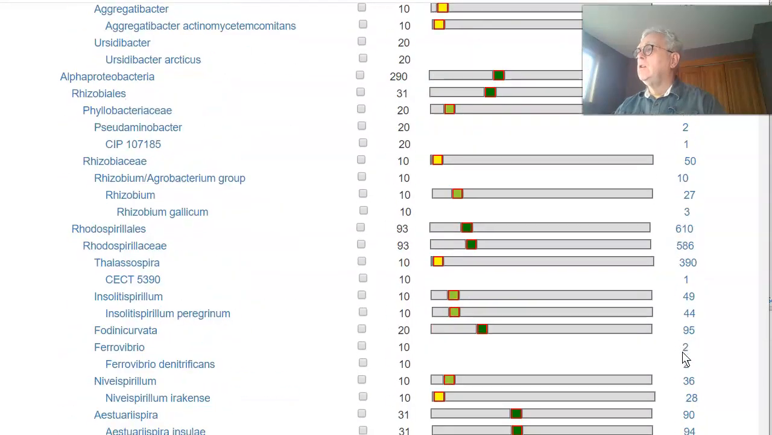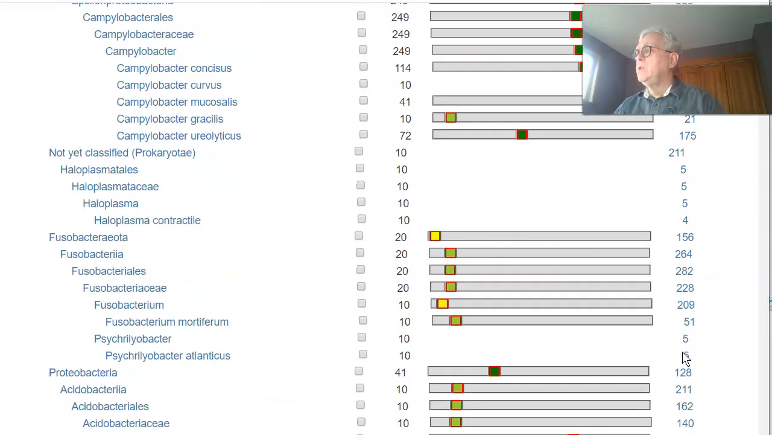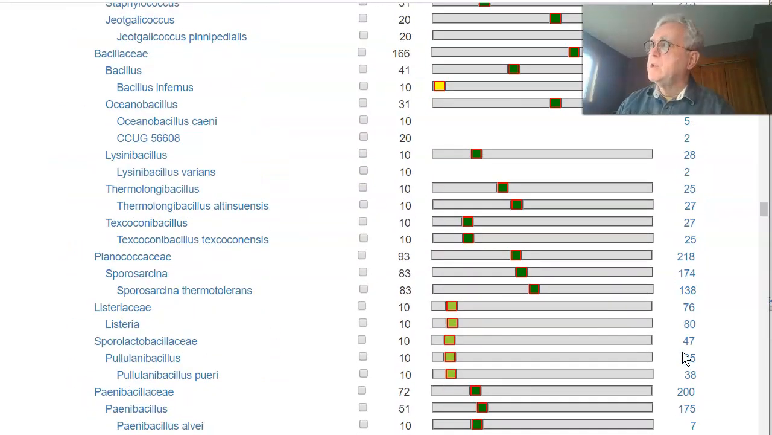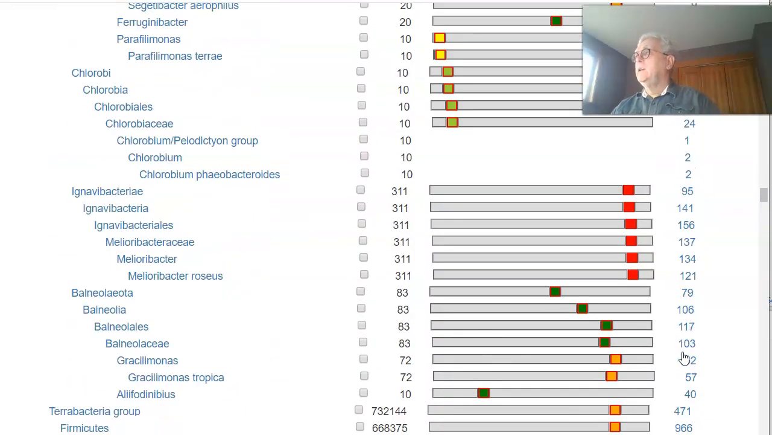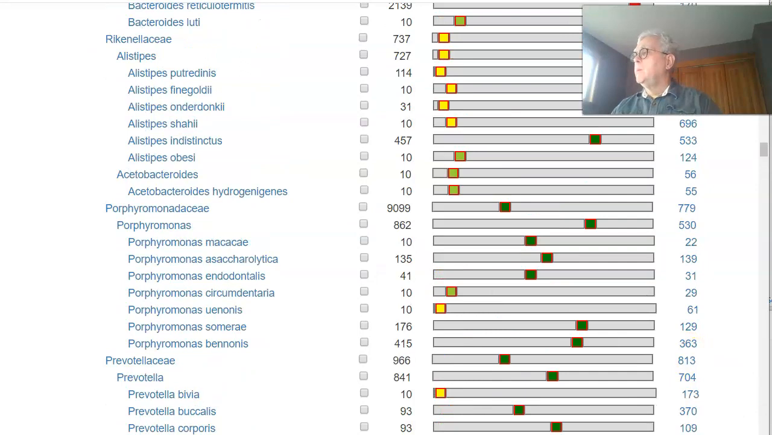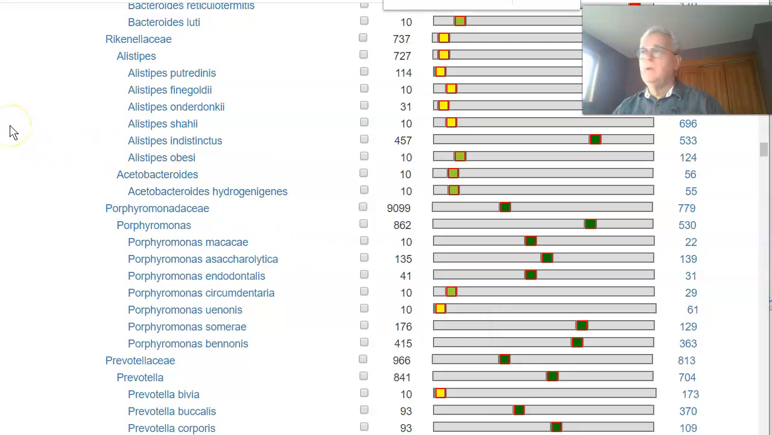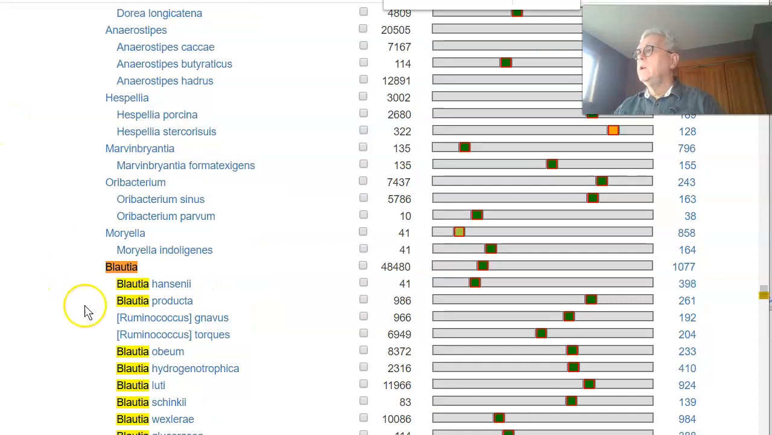So we have all of them there. As you see, there are pages and pages and pages of bacteria, guaranteed to overwhelm you. But we're not going to do that. We're going to look at specific ones. Blautia is one of those. So I'm going to look for Blautia on the page, and there I find it.